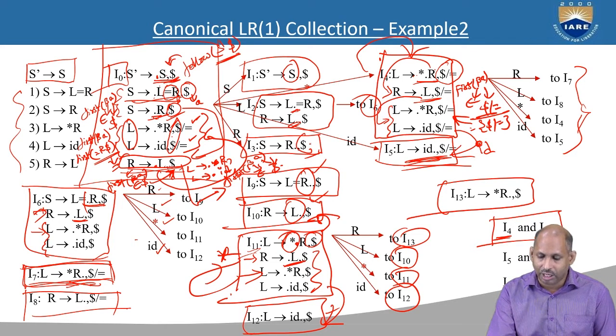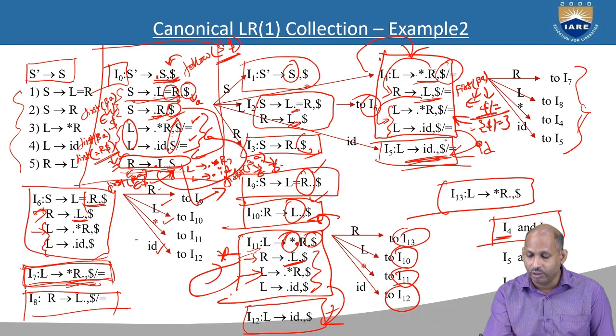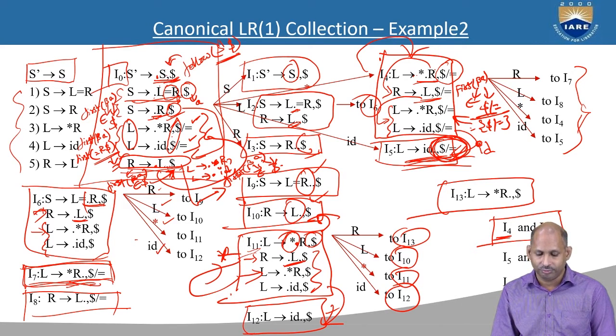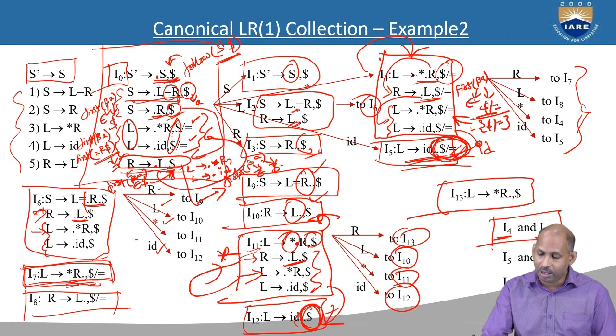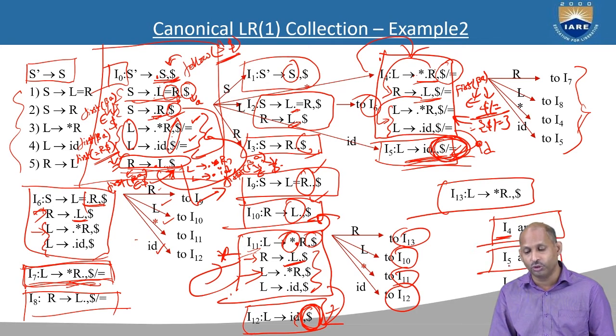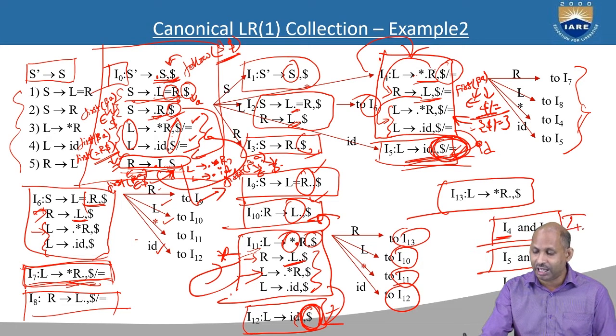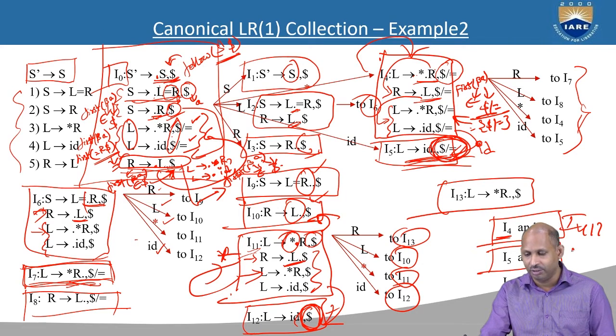Dollar is in I5. Here, this is I5, dollar and assignment are the symbols here. In I12, dollar is the symbol here. Production is the same. Lookahead symbols are different. So we can combine both groups I5 and I12. We say here this is I411. This is I512.